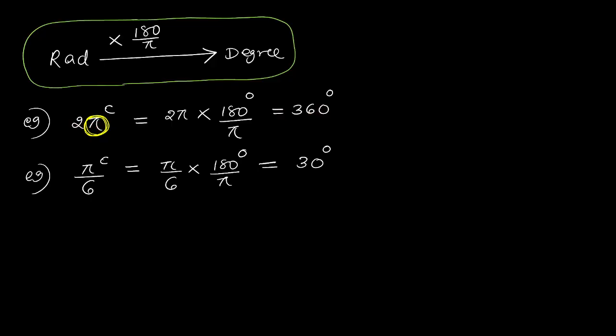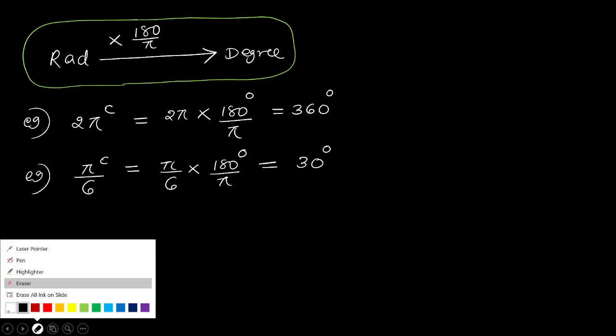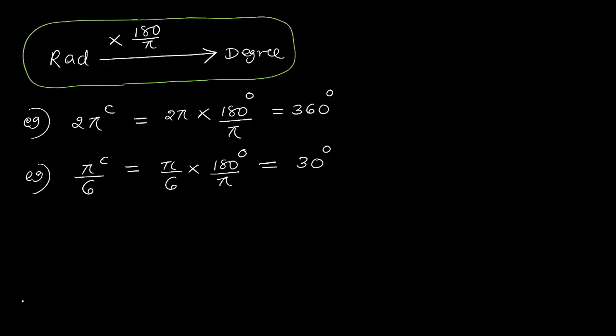Remember, if pi is available, pi can be replaced by 180. Pi by 6 means what? 180 by 6, which is 30, like that. Anyway, we can reduce one step if you memorize that technique. So this example is clear? All of you clear?